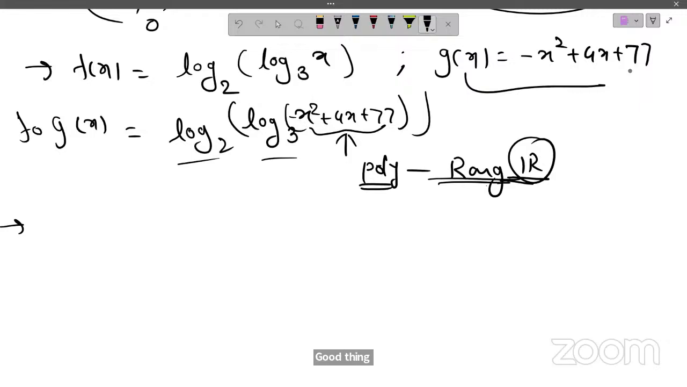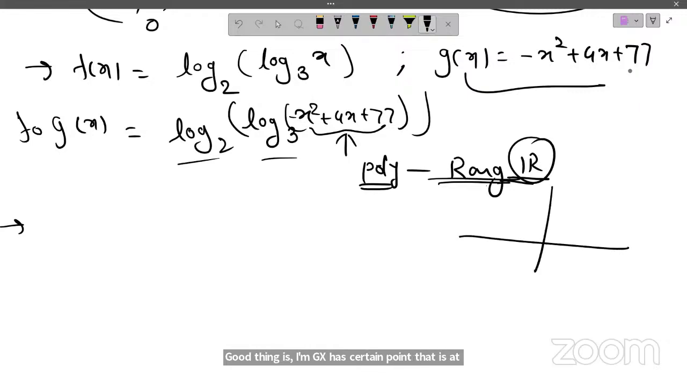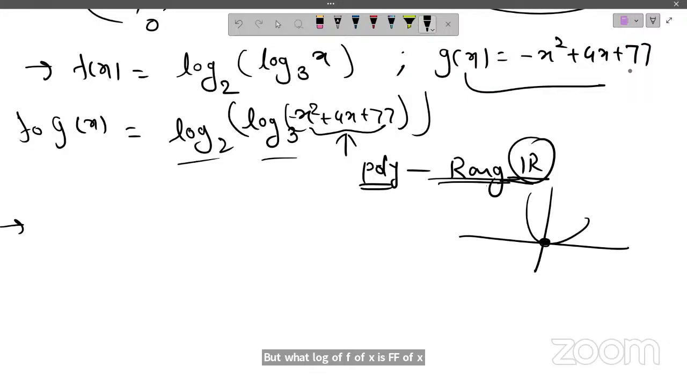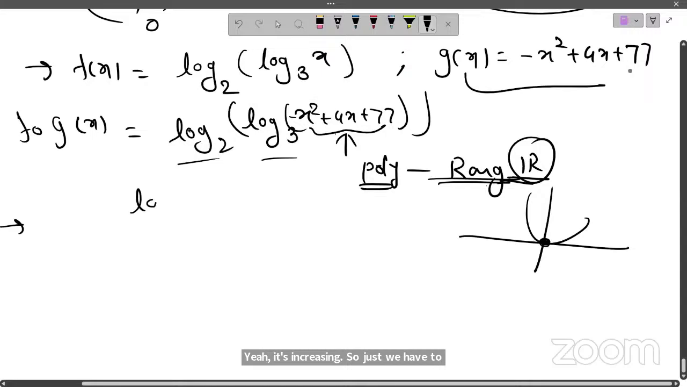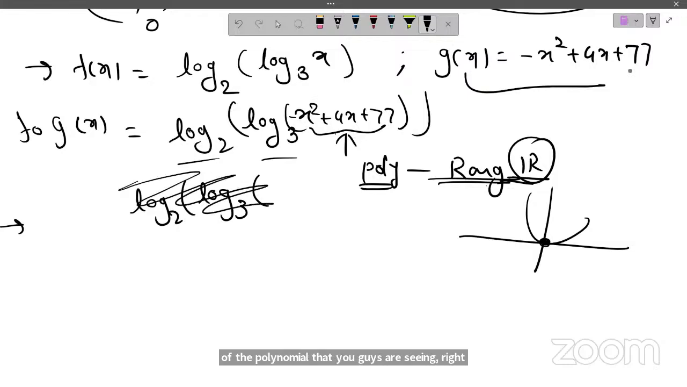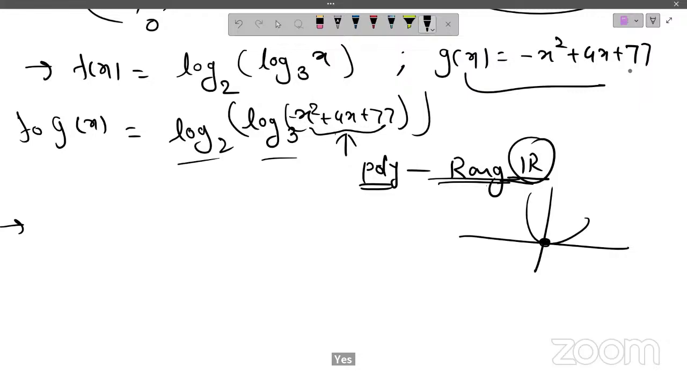G of x has a certain point at the vertex, it will have some maximum value. But log of this f of x is increasing in nature. So log is an increasing function, and we just have to plug in the maximum value and calculate. Maximum of the polynomial that you are saying, right? Yes. Okay, now I got it. But it also should not be there, I mean, maximum, minimum.